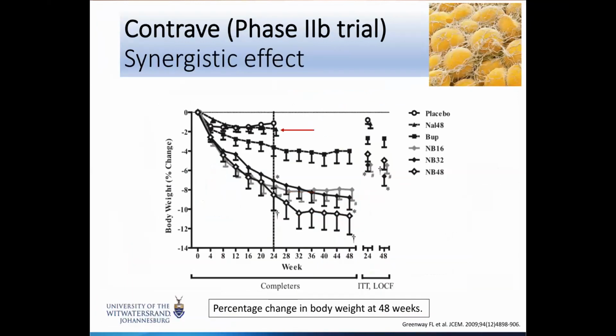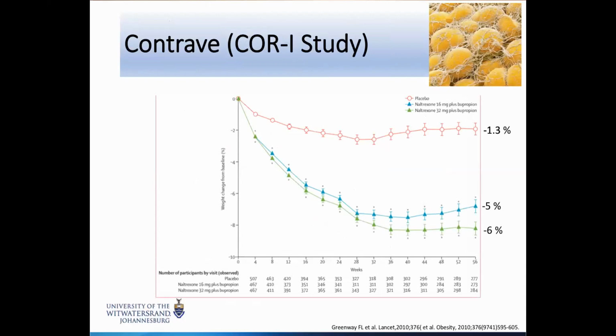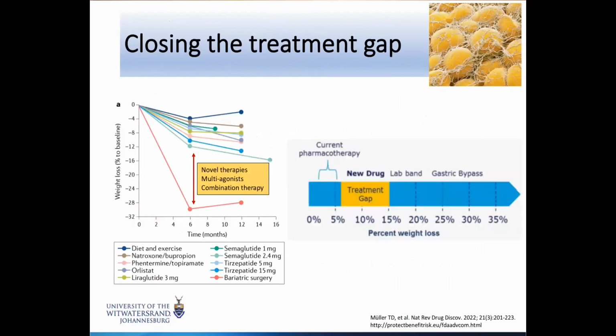So this shows that if you use the drugs individually, so given naltrexone alone, it's almost just like placebo, not much weight loss. Bupropion alone, about 3% weight loss. They have to be given together to achieve that synergistic effect. And the trial that was done was the CORE1 study, which showed about a 6% weight loss as compared to placebo. So given the multifactorial pathogenesis of obesity that we've seen, there is variability in response to therapy, and thus there definitely is a role for novel therapies to fill this treatment gap.